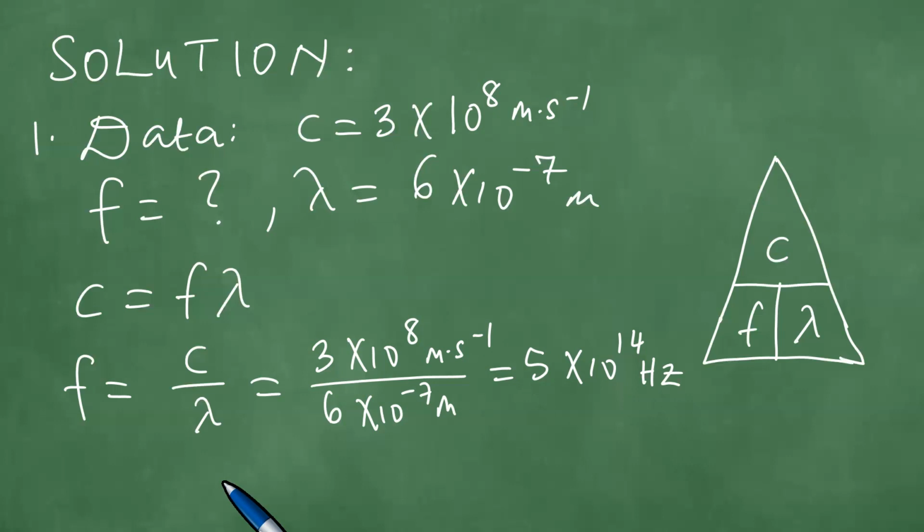Right, so we have then 6 times 10 in the denominator to the power minus 7.